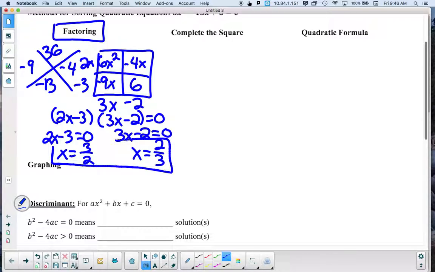Now, regardless of which method we end up using, we should get that x equals 3 over 2 and x equals 2 over 3. So we'll see that in completing the square in class. And so now we're going to do the quadratic formula.